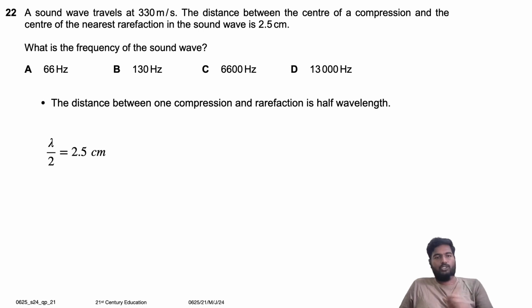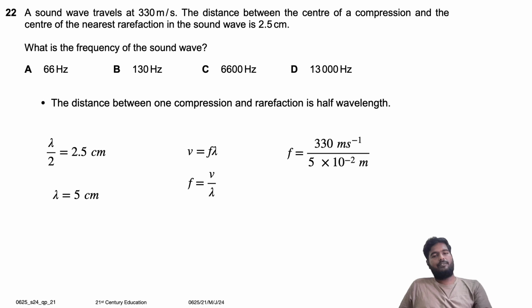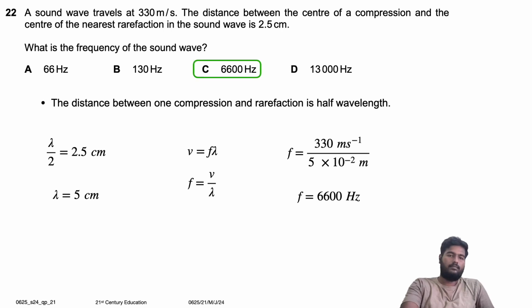So half wavelength is 2.5 centimeter. Lambda by 2 is 2.5 centimeter. Now what is lambda? 2 into 2.5, which is 5 centimeter. We know that v is f lambda. From that, they are just asking the frequency, right? Frequency is v by lambda. If you do the math, then 330 divided by 5 into 10 power minus 2 meter. So it's just 6600 hertz. Option C.